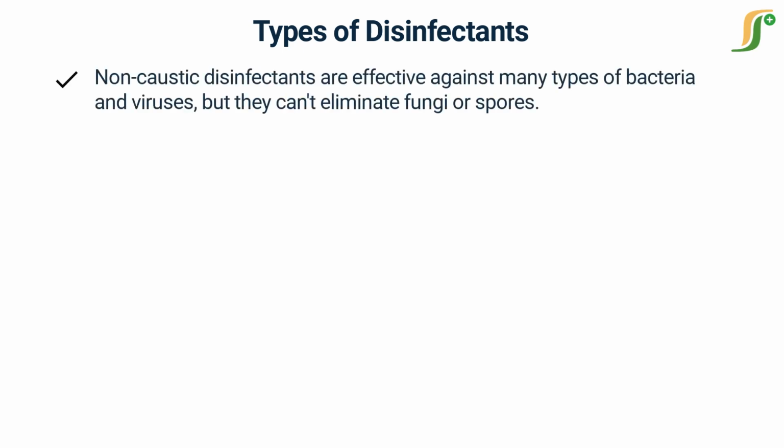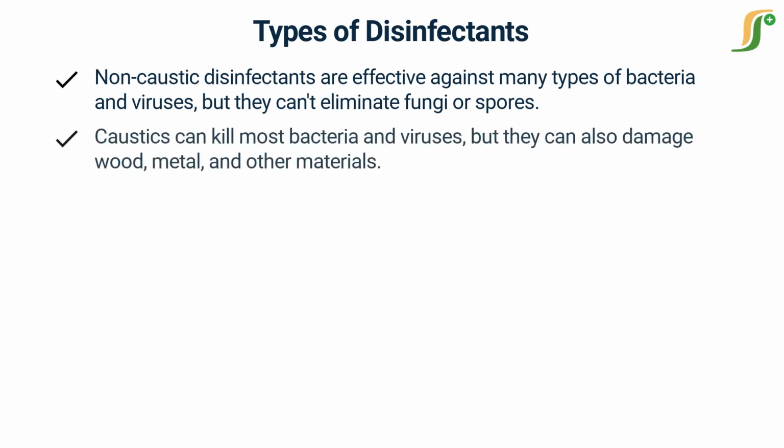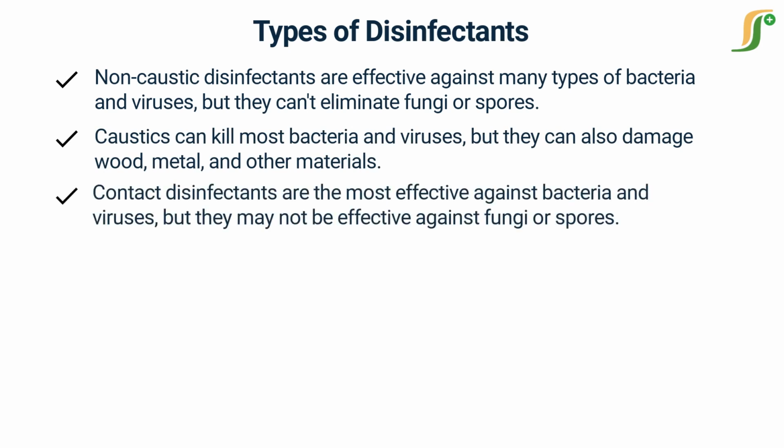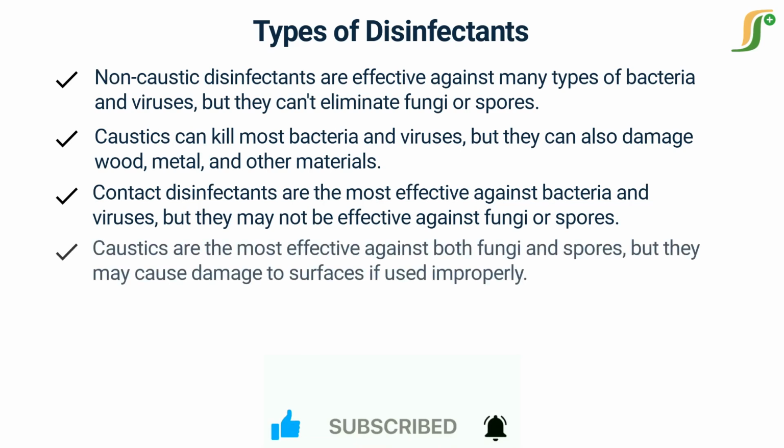Non-caustic disinfectants are effective against many types of bacteria and viruses, but they can't eliminate fungi or spores. Caustics can kill most bacteria and viruses, but they can also damage wood, metal, and other materials. Contact disinfectants are the most effective against bacteria and viruses, but they may not be effective against fungi or spores. Caustics are the most effective against both fungi and spores, but they may cause damage to surfaces if used improperly.